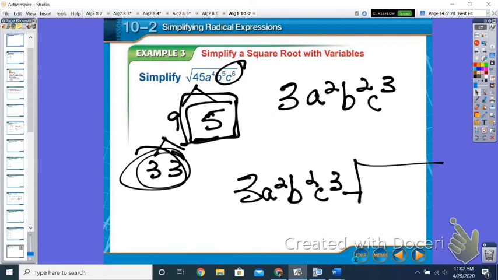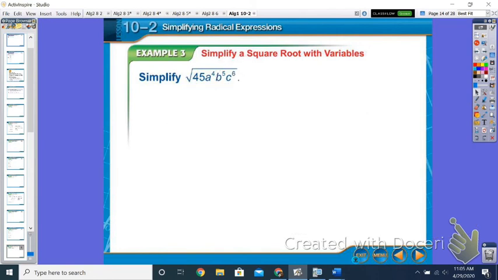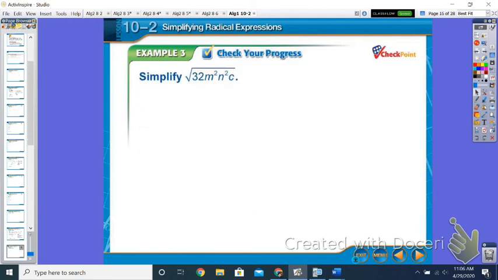What's on the inside? We have our 5 from our box. We don't have any a's because it was a to the 4th, and that was just 2 groups. That was it. We have a b because that was b to the 5th, so that 1 got left by itself. And then when I look at c to the 6th, we don't have any left over there. That was 3 pairs, and that was all. So there's your answer to this one. Hope that's making sense. Okay. Now they draw some absolute value there and stuff. Don't worry about that. We're not going to worry about that right now.